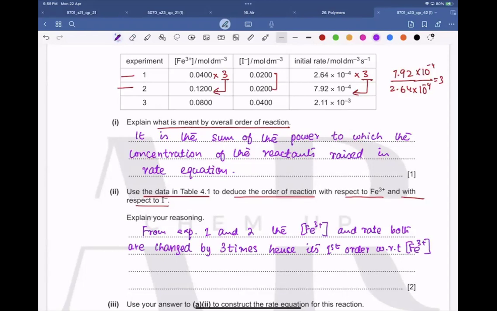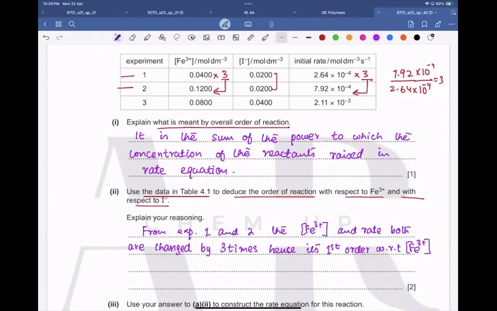No, if the rate would be doubled, it's doubled when the concentration gets doubled. If the concentration increases by 4 times and the rate also increases by 4 times, so it's first order. So first order means by which factor the concentration is raised, the rate must be raised by the same factor. That's what first order is. Is this clear to all of you?